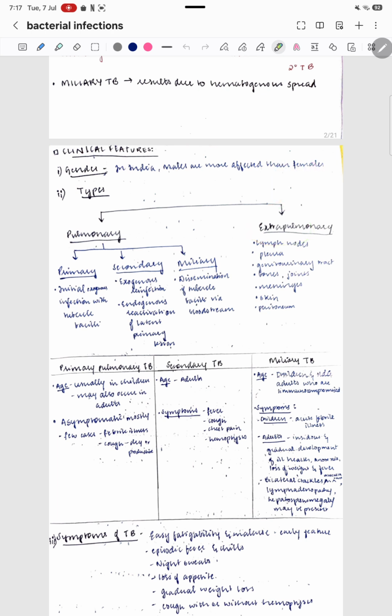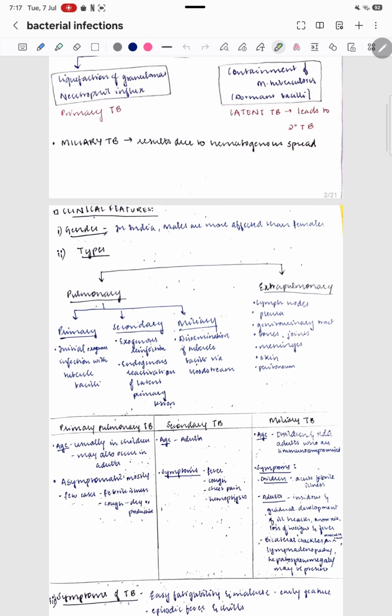Coming to the pulmonary, it occurs in three stages, as we read: primary, secondary, and miliary. Primary is the initial exogenous infection with tubercle bacilli. So this is obviously primary, an initial infection. Then secondary is the exogenous reinfection or endogenous reactivation of the latent primary lesion. Basically, primary pulmonary tuberculosis is the initial infection.